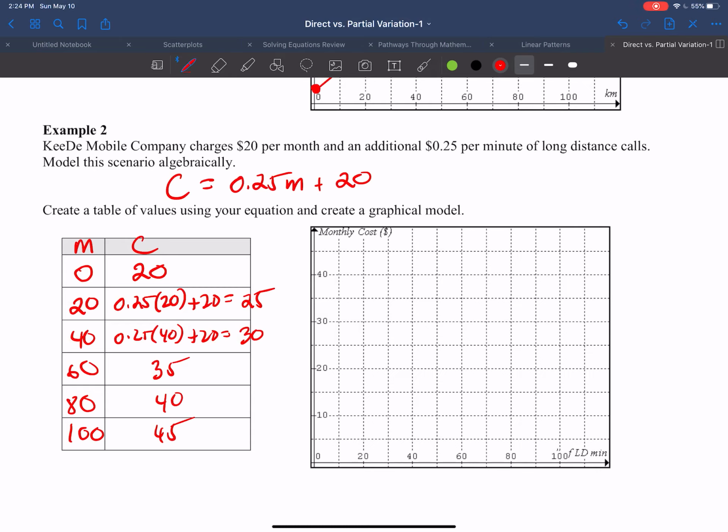Now, if we plot this, our first coordinate here would be 0, 20, 20, 25, 40, 30, 60, 35, 80, 40, 100, 45.